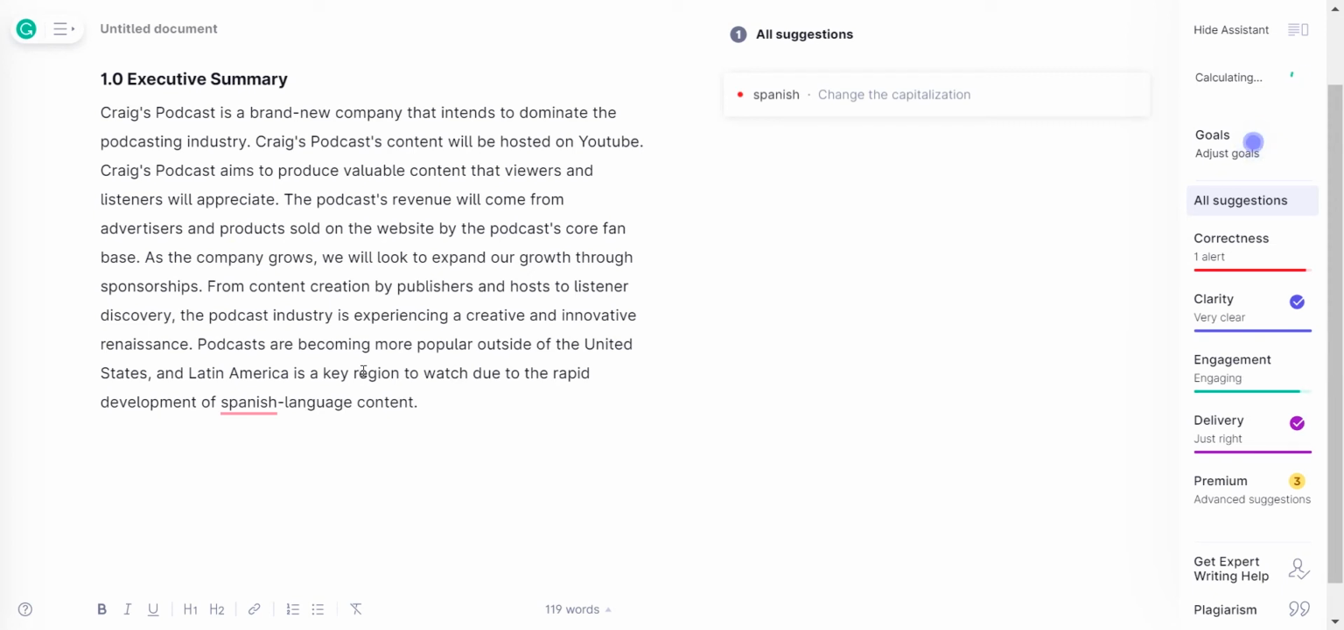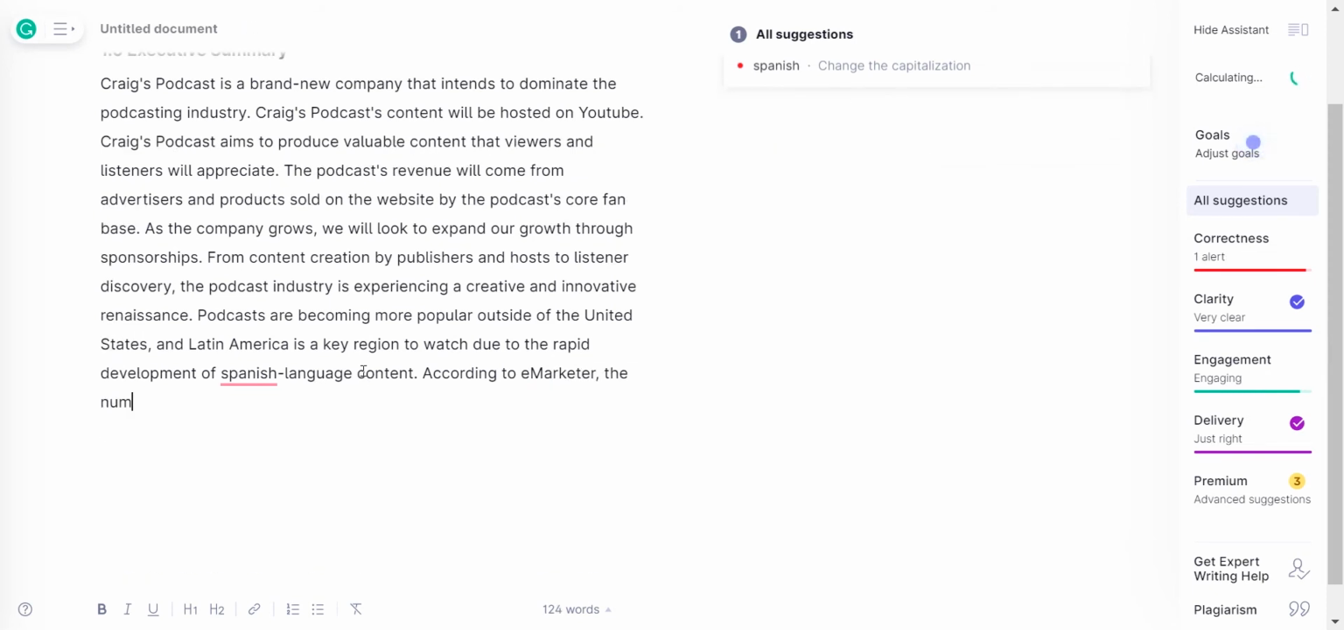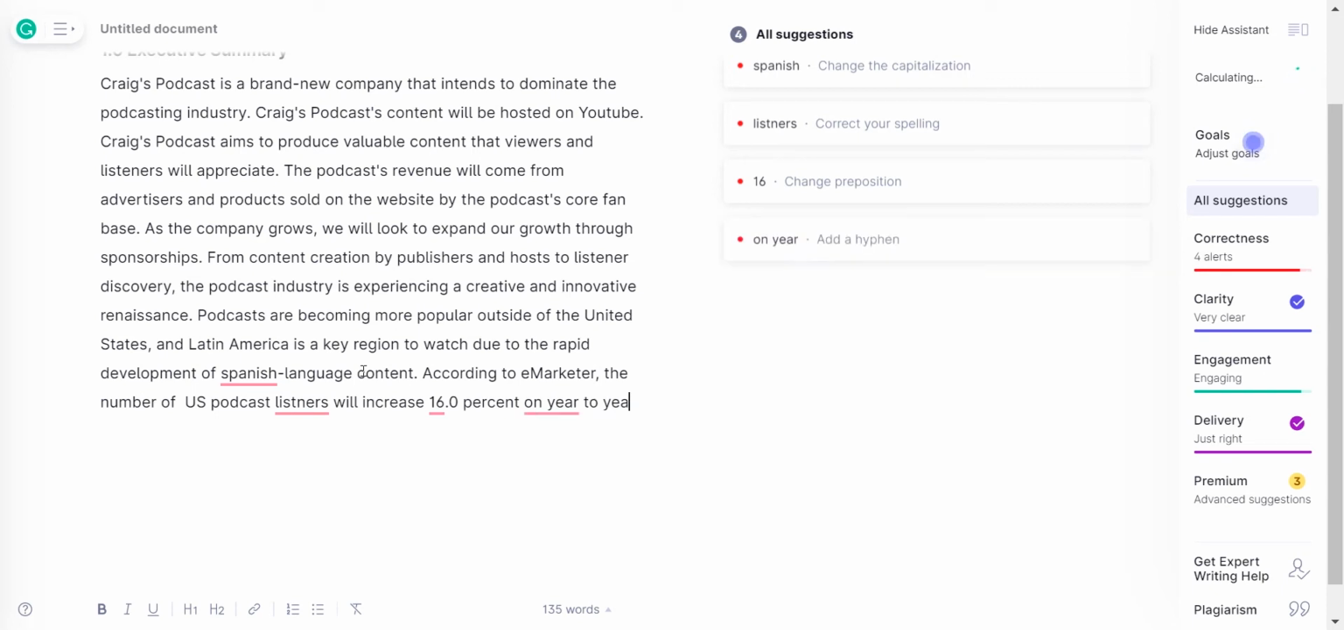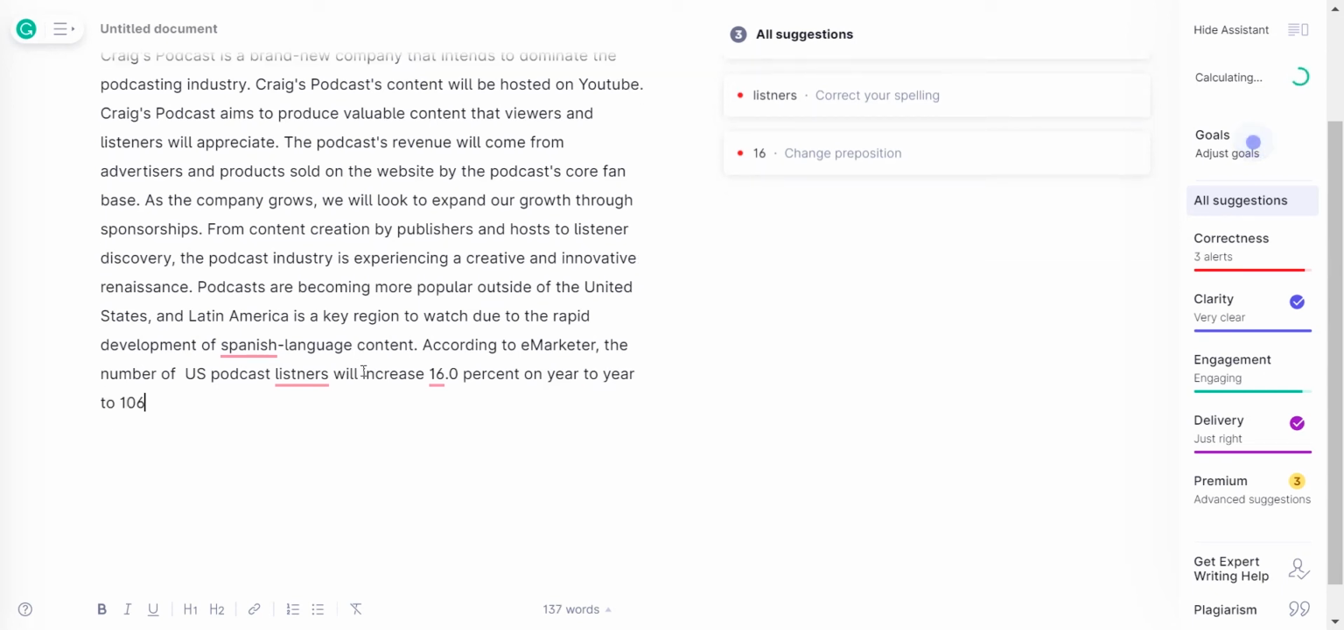So now we're just going to put in, according to eMarketer. I actually have this information jotted on my thing here. So I'm just going to put this: according to eMarketer, the number of US podcast listeners will increase 16% year to year to 106.7 million.